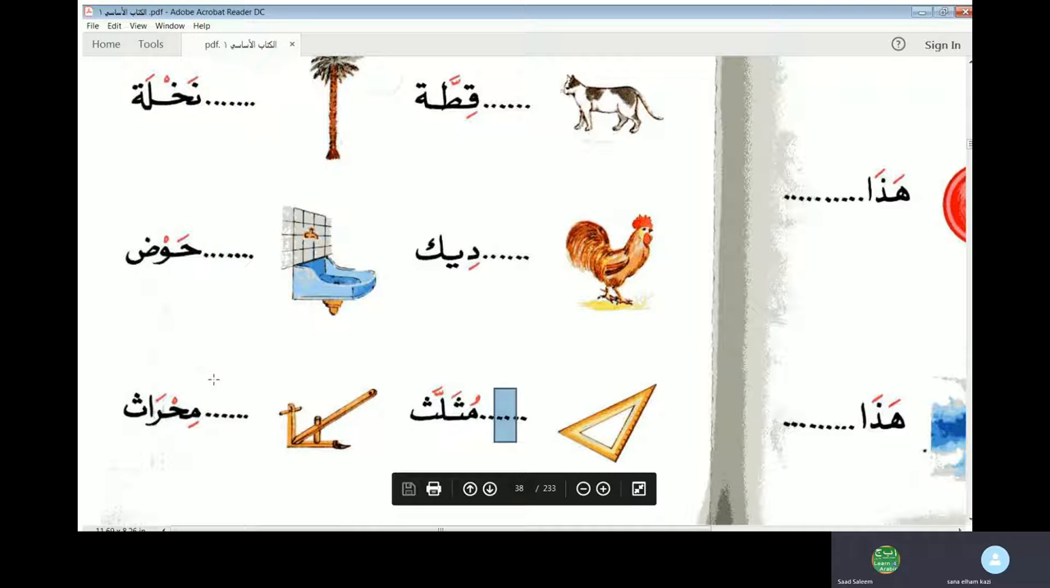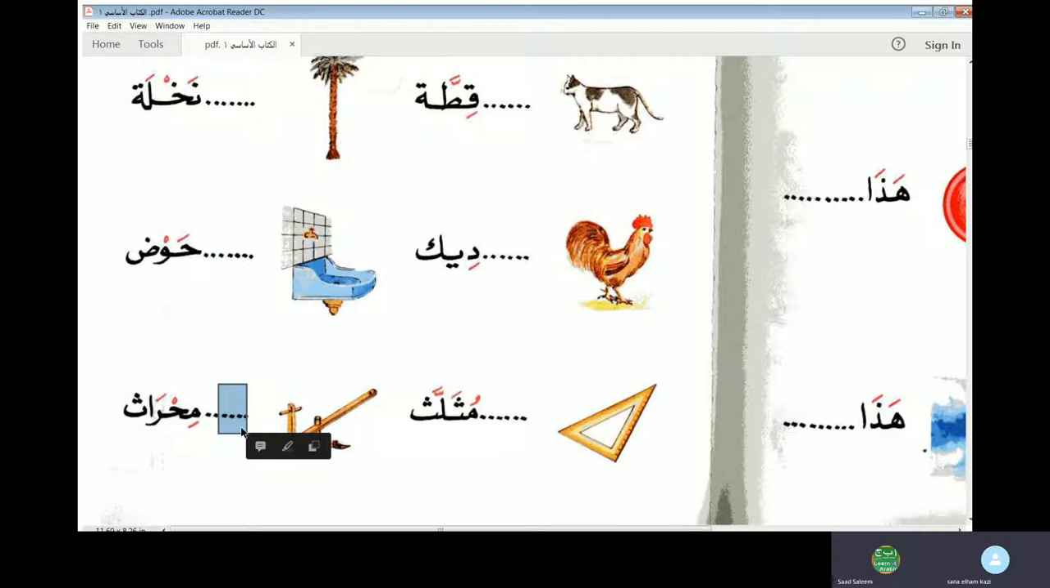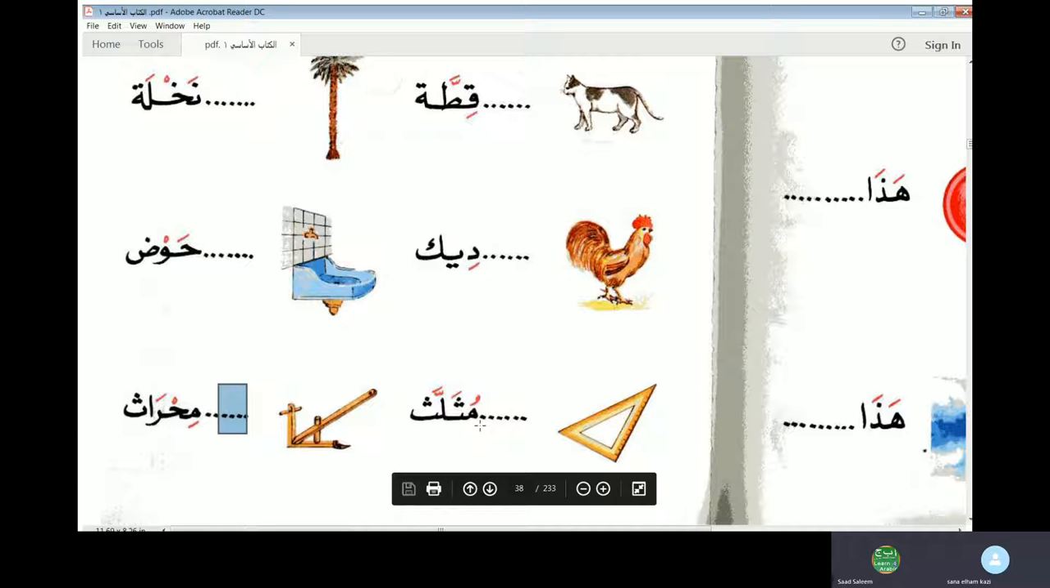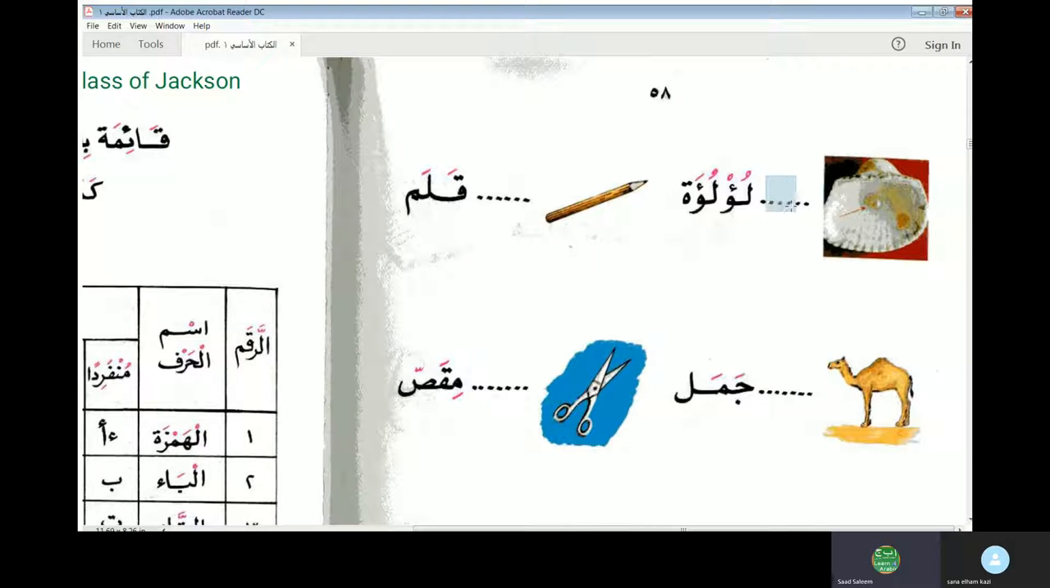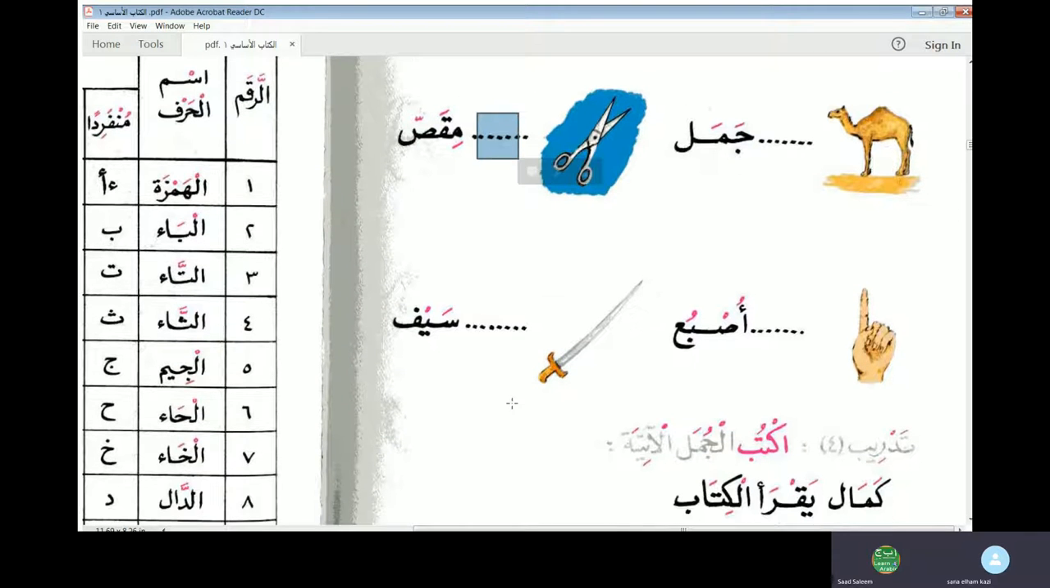Hadha muthallath, this is the triangle. Hadha mihrath, this is a plow. Hadhihi lu'lu'a, lu'lu'a, so this is a pearl. Hadha qalam, this is a pen. Hadha jamal, this is a camel. Hadha miqass, this is scissors. Hadhihi uzba.